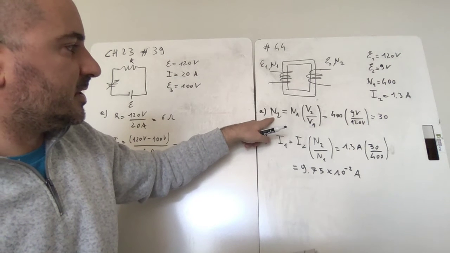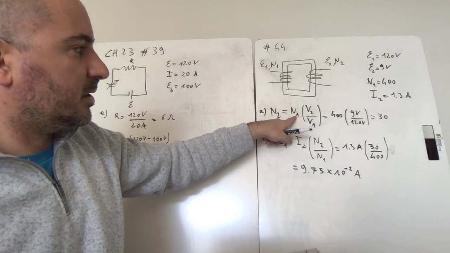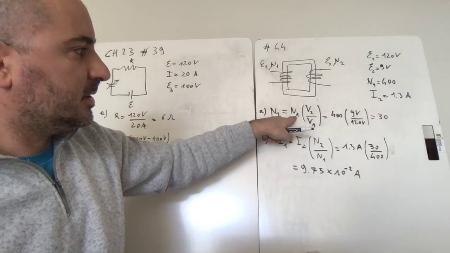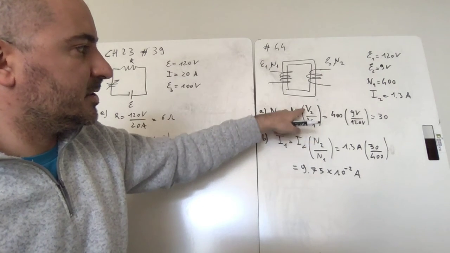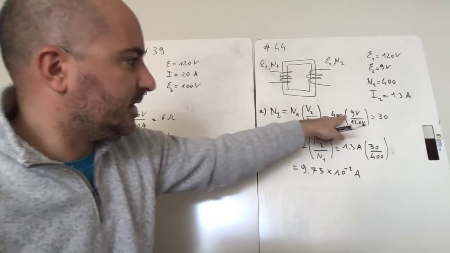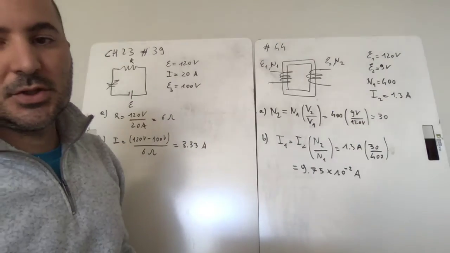Well, the number of turns in the second coil is equal to the number of turns in the primary times V2 over V1, which is the secondary over the primary. So you plug in the numbers, and you have 30 turns.